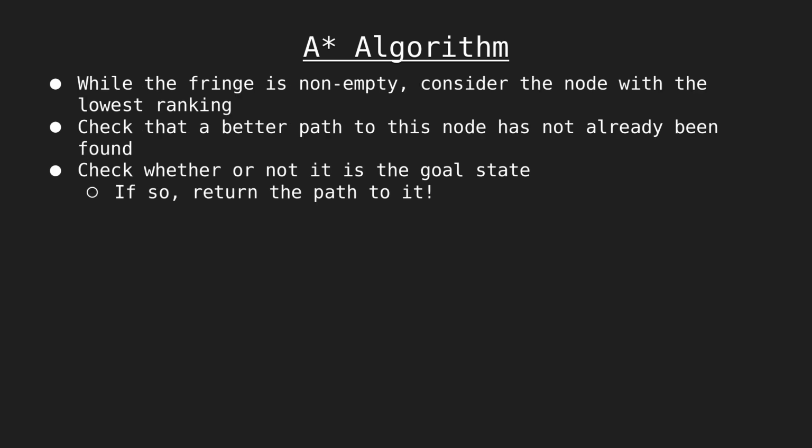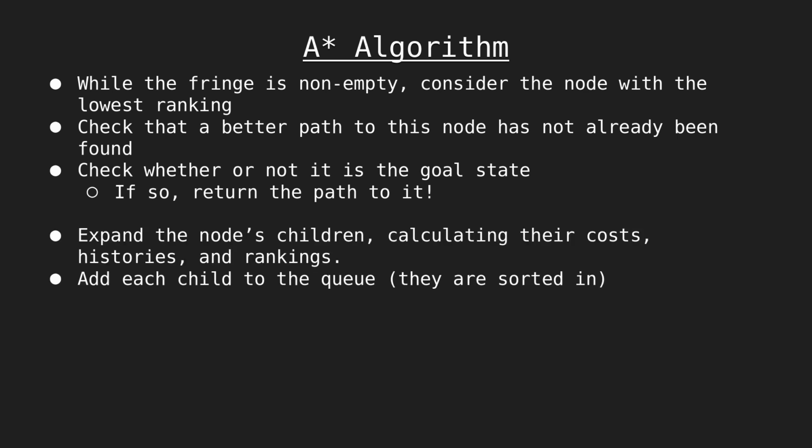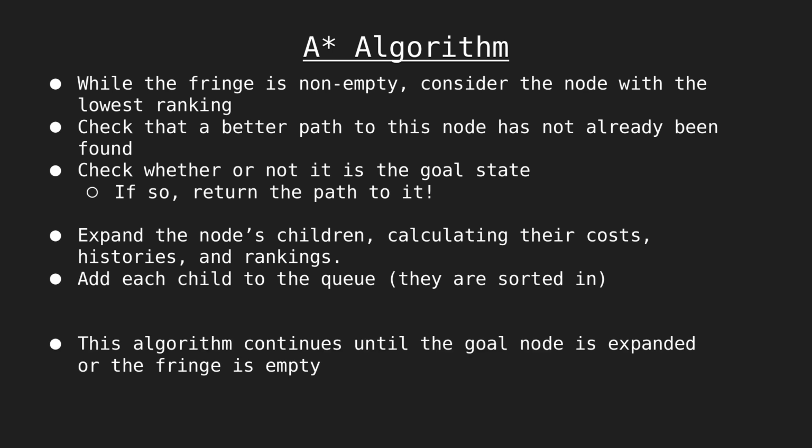While the fringe is non-empty, the algorithm considers the node with the lowest ranking, checks that a better path to the node hasn't already been found, checks whether or not the node is the goal state, and then expands all of its children, calculating their costs, histories, and rankings. Its children are then added to the queue and sorted according to their rankings. The algorithm continues until the goal node is expanded or until the queue is empty, meaning that there is no path to the goal node.